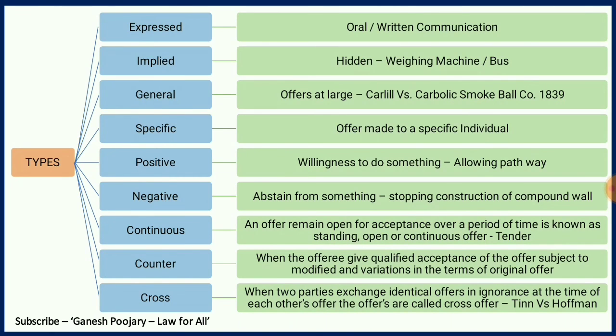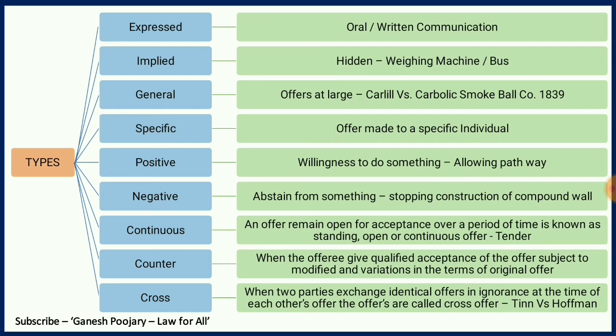The same has happened in the case law of Tin versus Hoffman. What happened here? One Mr. X wanted to sell 10 kg of iron for 50 rupees each. So what he does, he puts a postcard saying that he wants to sell 10 kg of iron for 50 rupees each. On the same day, Mr. Y, who wanted to buy iron from Mr. X, puts a letter saying that he wanted to buy 10 kg of iron for 50 rupees per kg. Now that's called cross offer.